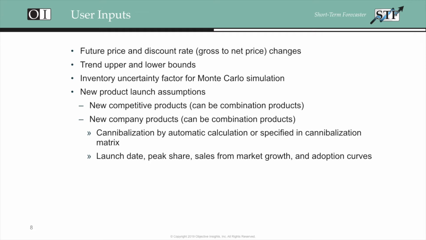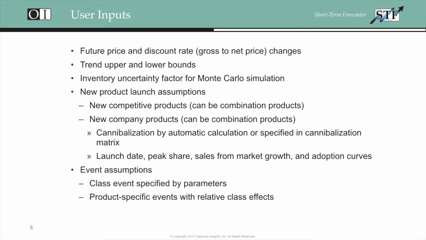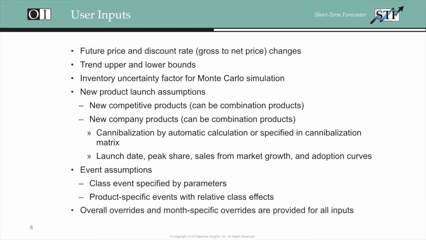New products are specified parametrically with a launch date, peak share, sales from market growth, and then their adoption curve. On top of that, we have events that positively or negatively affect products on the market. They can affect one product in particular, or all the products in the class, or some combination in between. And then we have overrides, which we'll talk about in more detail.